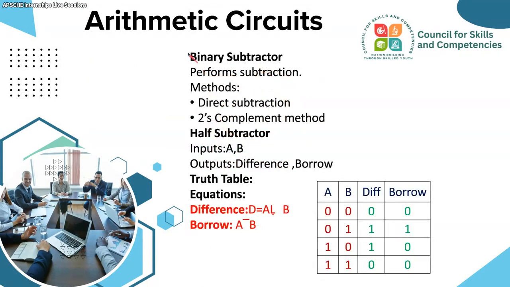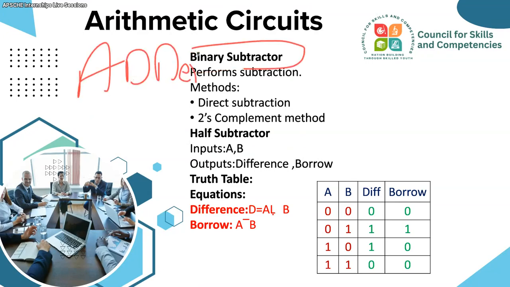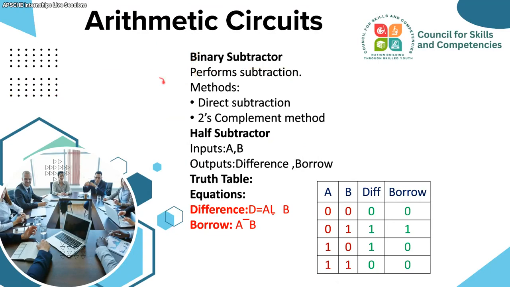The next thing is the subtractor. We have looked into the adder. Now we will see the binary subtractor, which performs subtraction. One thing you can do is take a, b as the inputs, and work out what output you need for these, and what the borrow is. From this you derive the equation, and then you can draw your own circuit.